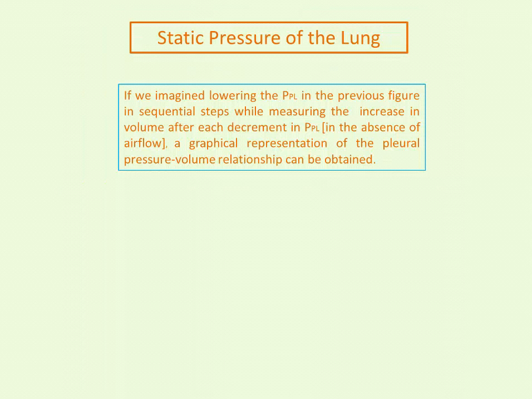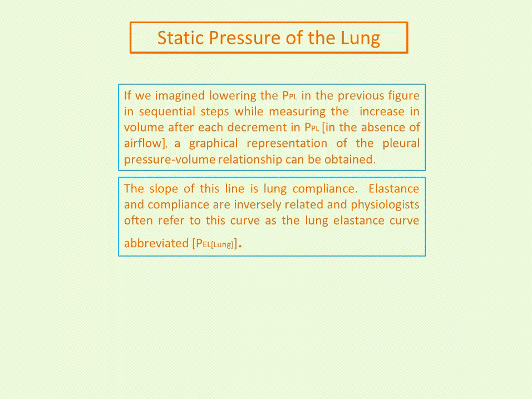So if we imagine lowering the pleural pressure in the previous figure, as I mentioned before, in sequential steps while measuring the increase in volume after each decrement in pleural pressure, remember, as you're lowering pleural pressure relative to the alveolar pressure, you're tending to increase the alveolar pressure relative to pleural pressure, so there tends to be an increase in volume. If you were to do that sequentially, you could create a graphical representation of the pleural pressure lung volume relationship. The slope of this line is compliance, and as I mentioned multiple times in other lectures, elastance and compliance are inversely related, so you can essentially use them interchangeably.